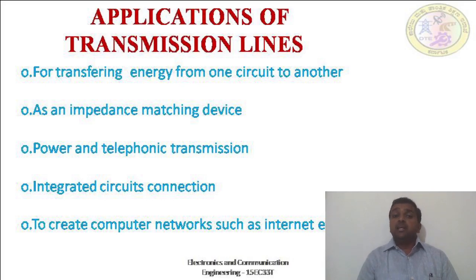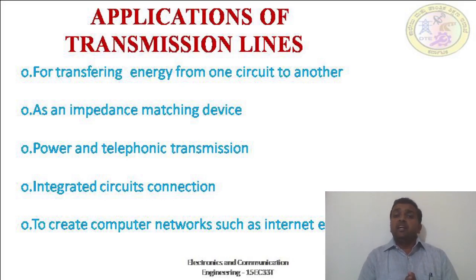Second one, as an impedance matching device. Impedance matching is a very essential thing to get lossless lines or infinite lines. That also you are going to get in the upcoming classes. What do you mean by impedance matching device? What is the role of transmission lines over there to match the impedance?